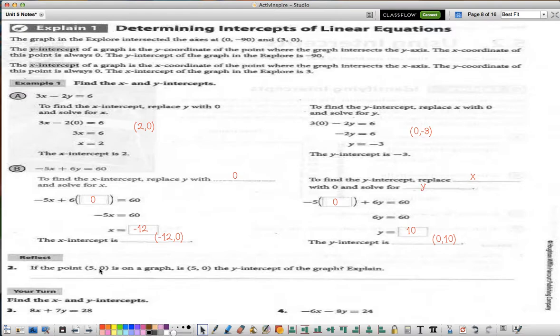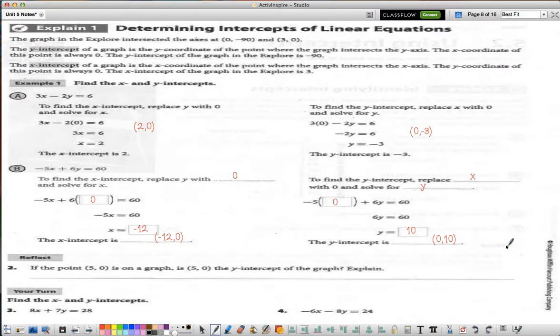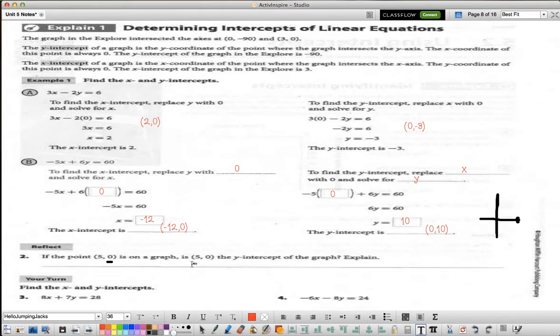Okay, so in this case, the y is 0. Since the y is 0, that means that we aren't moving up and down at all. We're moving left and right. So 5, 0 means I'm going to get here. Because this is a 0 for our y, we know that this is not our y-intercept, this is actually our x-intercept.